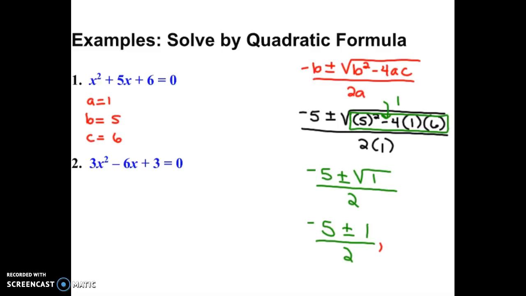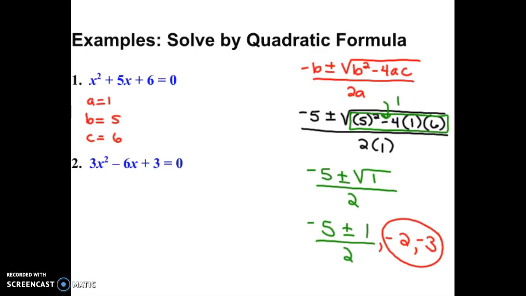So negative 5 plus 1 is negative 4. That divided by 2 is negative 2. Negative 5 minus 1 is negative 6. And that divided by 2 is negative 3. So those should be my answers.